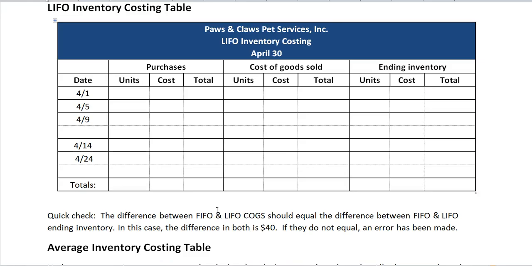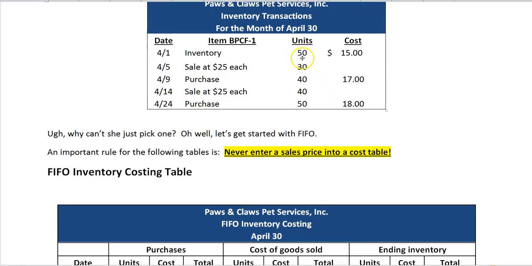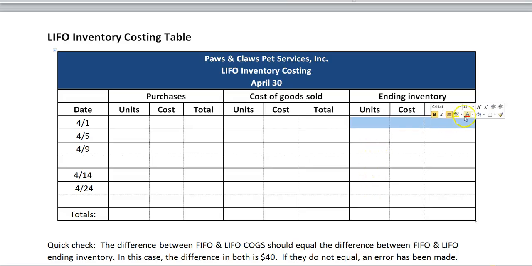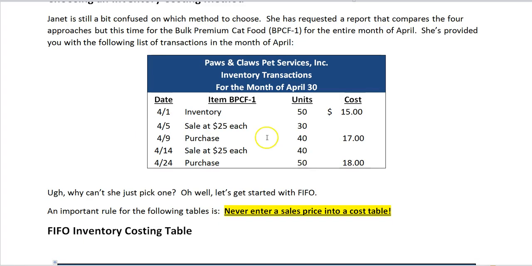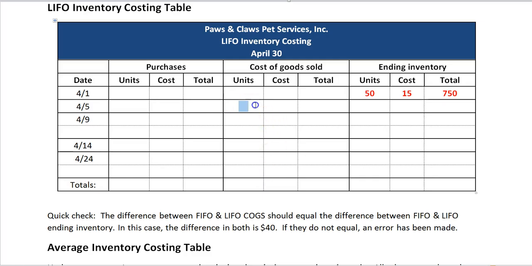Now we'll go through the same table, except this time it's going to be LIFO. We're going to go a little quicker. We started with 50 at 15. So under inventory, 50 at 15. We sell 30 units. The only type of units we have are ones at 15, so we sell 30 at 15. If we started with 50 at 15, we sold 30 of those. 50 minus 30 equals 20 at 15.